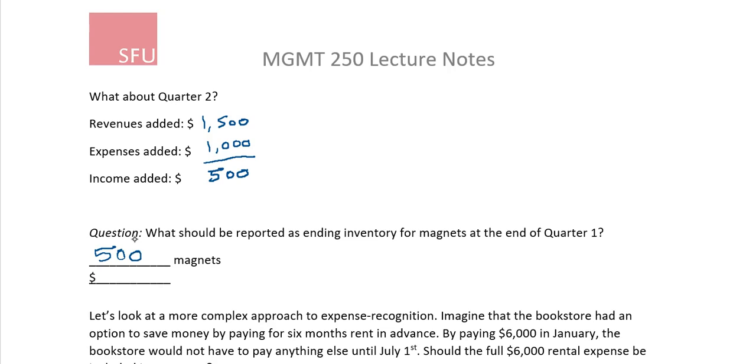And we can also express inventory in dollars. And according to historical cost principle, we should record cost or report cost at the price that we bought the magnets for or produced the magnets for. In this case, we produced them for $2 each. Therefore, the value of our ending inventory at the end of quarter one is $1,000.